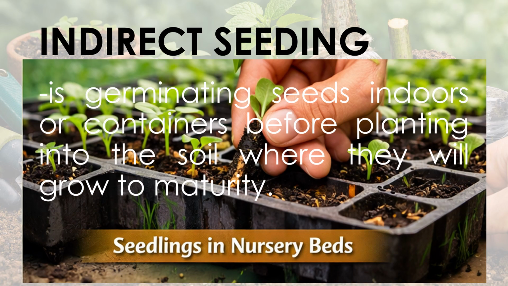Second, indirect seeding. This involves growing seeds in containers, seedbeds, or nurseries before transferring them to the field. It allows better care of young seedlings, ensures higher survival rates, and is common for vegetables and ornamental plants. An example of this is tomato seeds, which are usually started in seed trays. They are transplanted into the garden once they are strong enough. Both methods are important. Direct seeding is faster and cheaper, while indirect seeding gives more control and healthier plants.